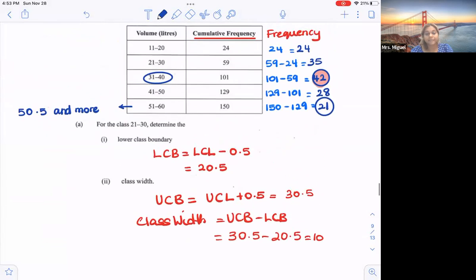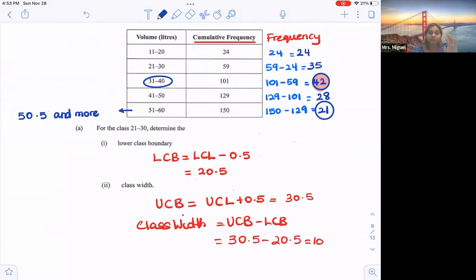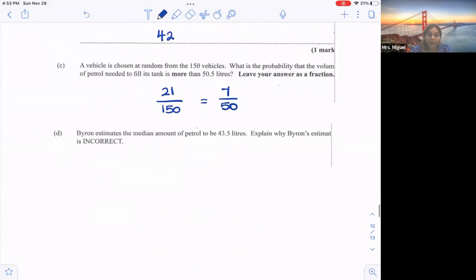How did I get that answer? Well, according to my table, in the interval 51 to 60, it simply means that every car requiring petrol that is 50.5 liters or more will be found in that interval. So it is that number of cars, which is 21, over the total number of cars or vehicles, which is 150.